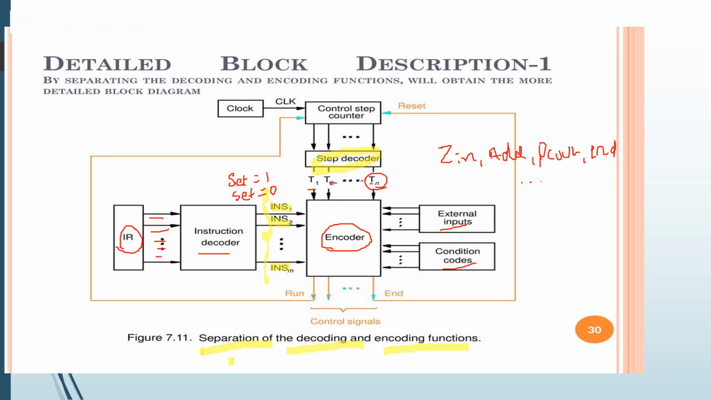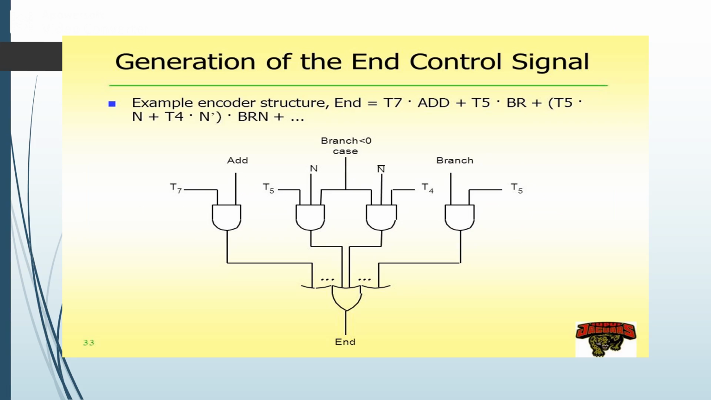The external inputs may be the memory function complete signal or any kind of interrupt signals. By considering these different inputs, the encoder block can generate the control signals, whether Run or End or Zin, Add, PC out, etc. The diagram shows how we can generate the control signal End by considering logic gates.